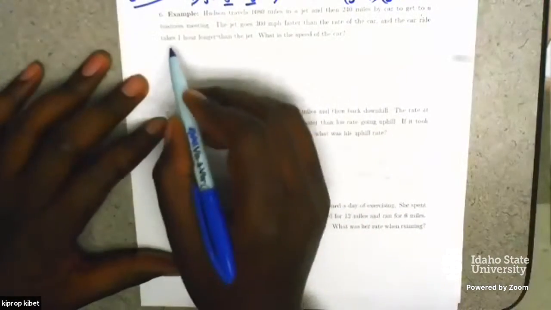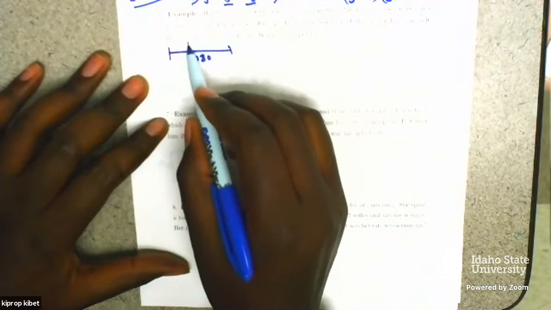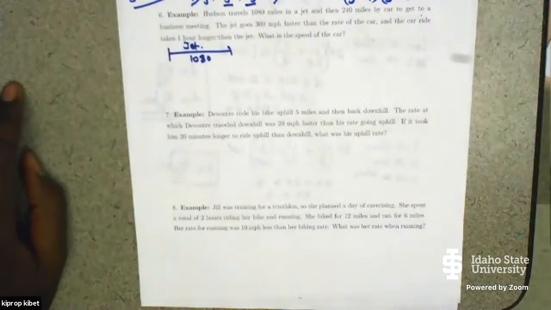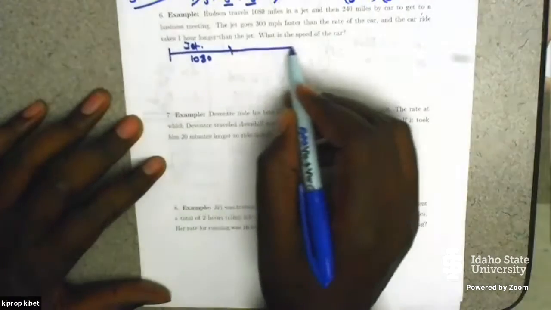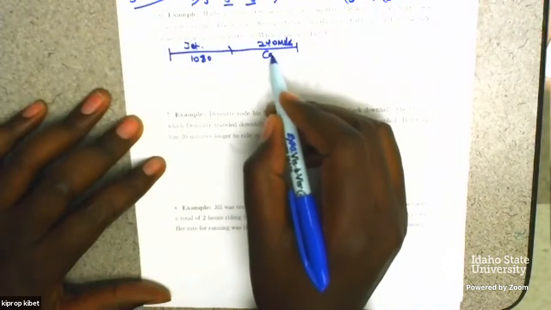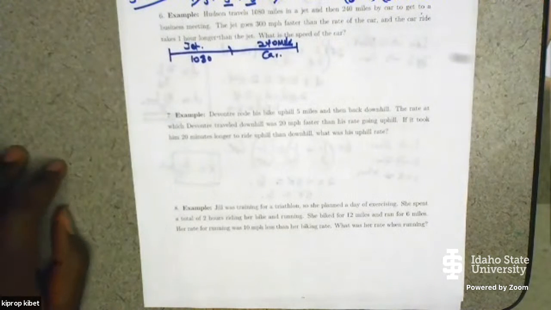So Harrison travels 1080 miles in a jet. So this guy travels 1080 miles, this one is the jet. Then 240 miles by car. So another 240 miles, and this one is the car, to get to the business meeting.